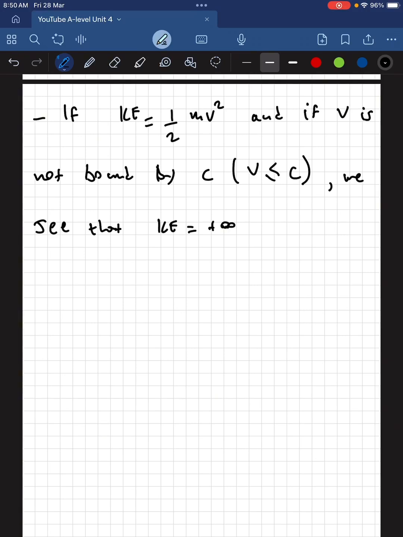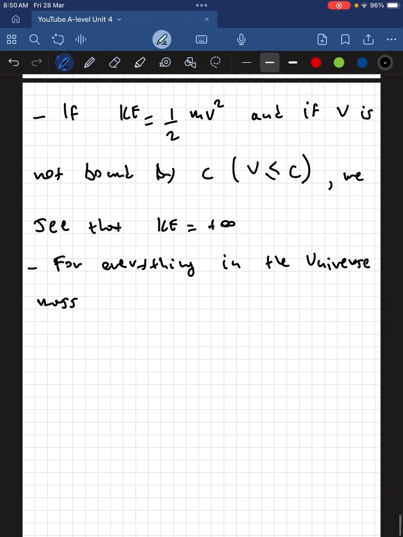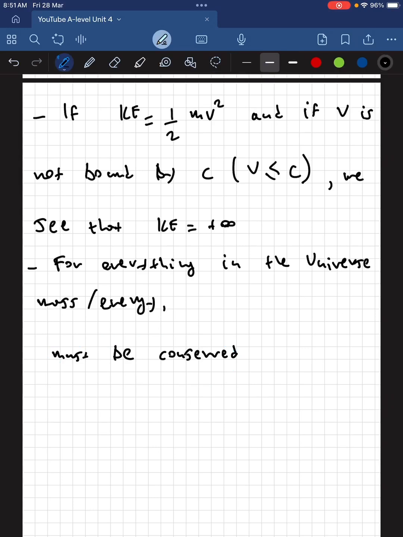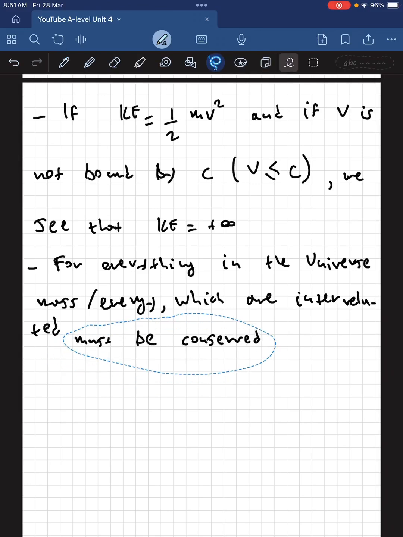okay, which is impossible, because energy must be conserved, so the total energy, so for everything in the universe, mass and energy, which are interrelated, must be conserved. And actually, let me drag this down here and right here that mass and energy are interrelated. Okay, let's bring this there.